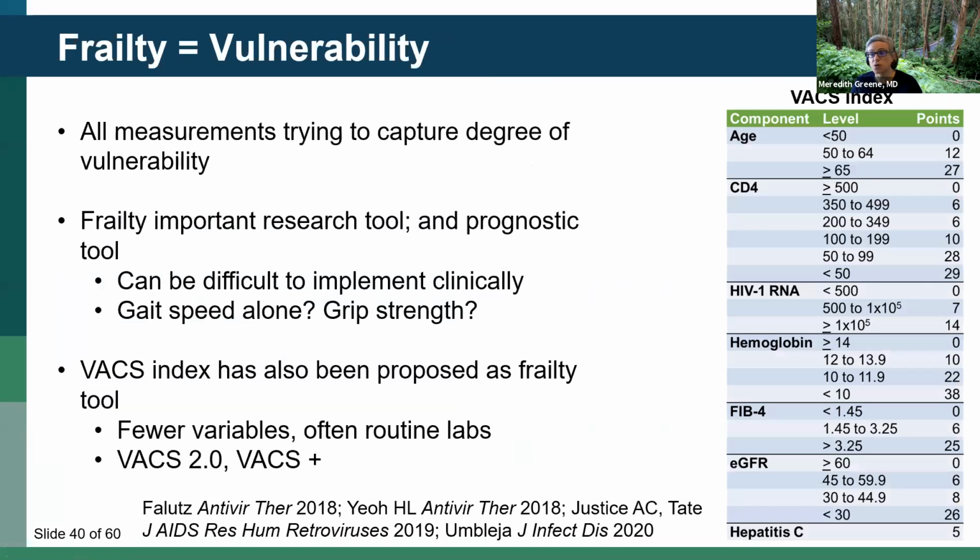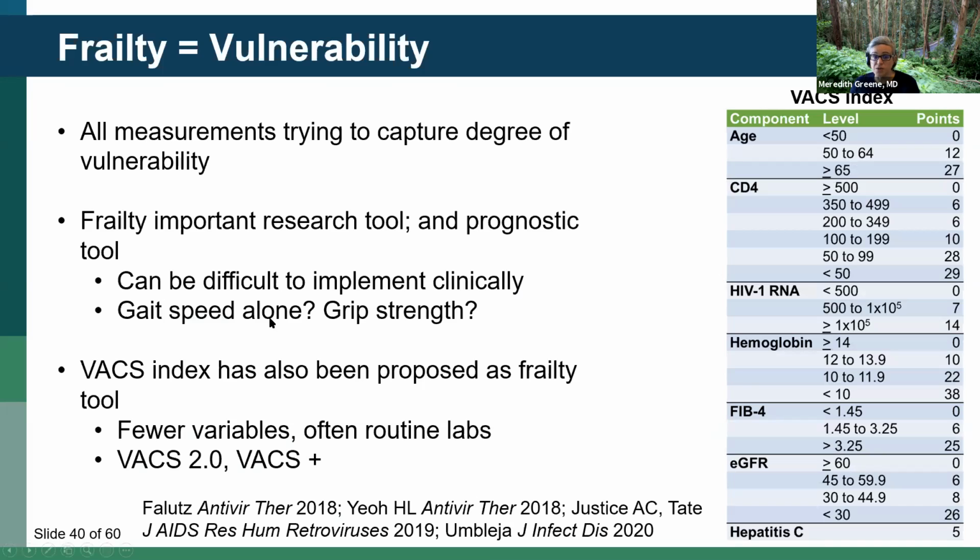I mentioned there are all these different tools, and not to be overwhelming, but I think all of these tools are essentially trying to capture vulnerability to disease, vulnerability to death and nursing home placement and those other outcomes. And so I think the Fried and the frailty index are important research tools, and certainly they are prognostic tools because they are associated with mortality. So important for thinking about someone's prognosis and making treatment decisions with a person in front of you.